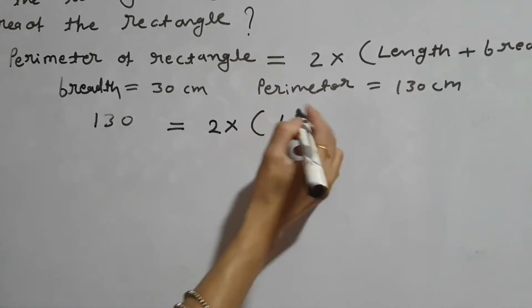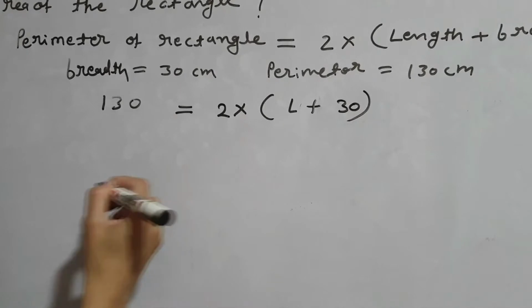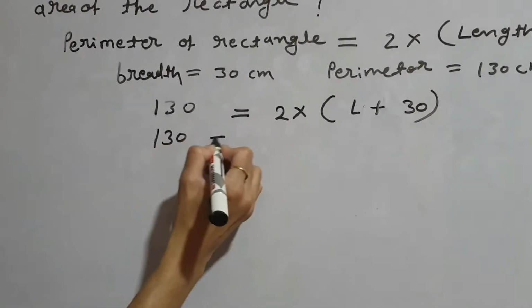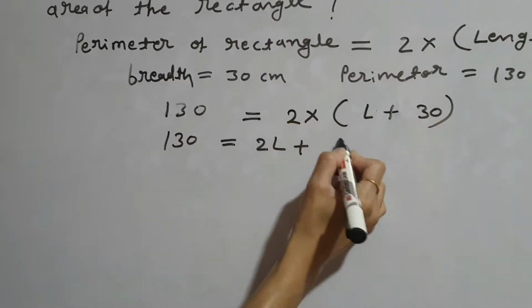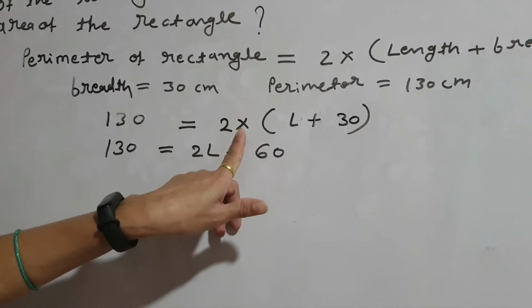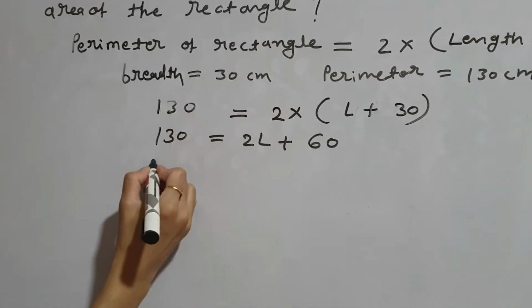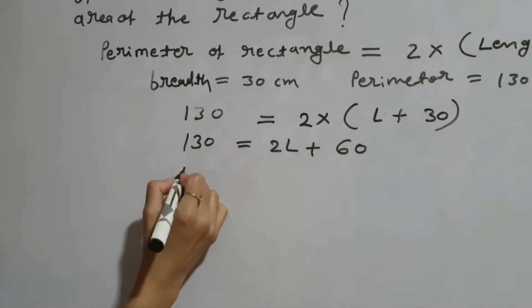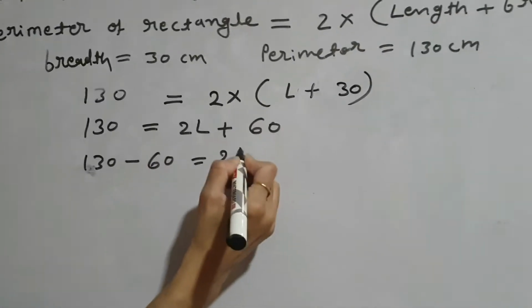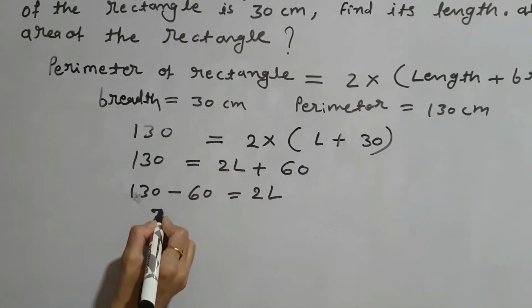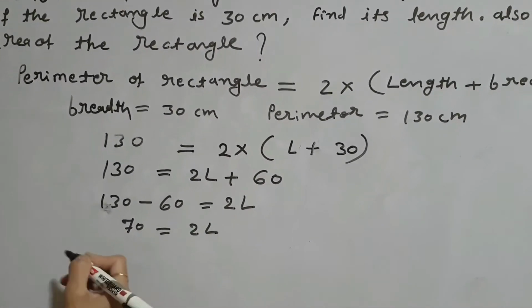So we will use only L plus breadth, 30 centimeter. Now solve: 130 equals 2L plus 60. This is the distributive law. Now 60 will be transposed to the left-hand side. So 130 minus 60 equals 2L. So we will get 70 equals 2L, divided by 2 on both sides.